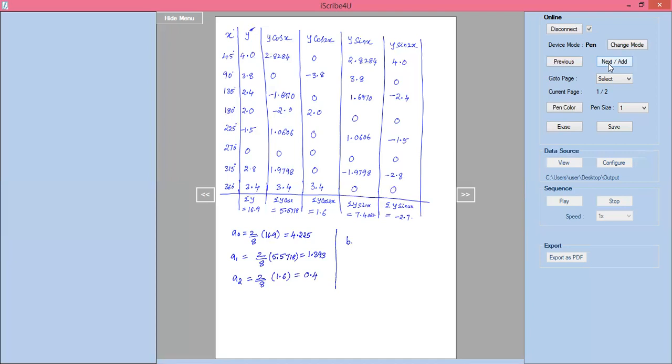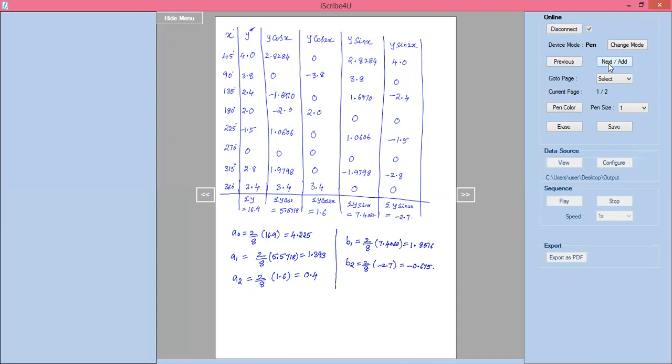Next, similarly, b1 equal to 2 by n, that is 2 by 8, into summation of y sin x, which is 7.4062. So you will get b1 equal to 1.8516. Next, b2 equal to 2 by 8 into minus 2.7. So b2 value should be minus 2.7 times 2 by 8, which simplifies to minus 0.675. So you can use calculators and we have to simplify this.